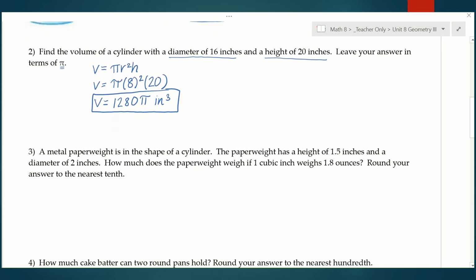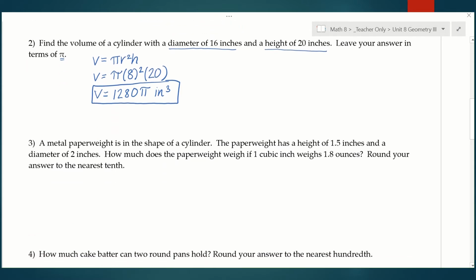All right, number 3. A metal paperweight is in the shape of a cylinder. The paperweight has a height of 1.5 inches. I'm going to underline that. And a diameter of 2 inches. How much does the paperweight weigh if 1 cubic inch weighs 1.8 ounces? Round your answer to the nearest tenth.